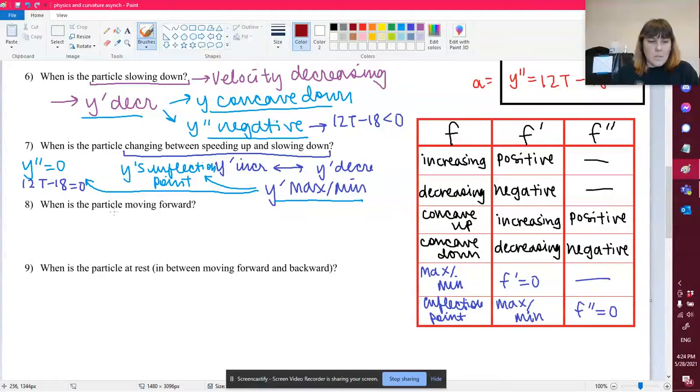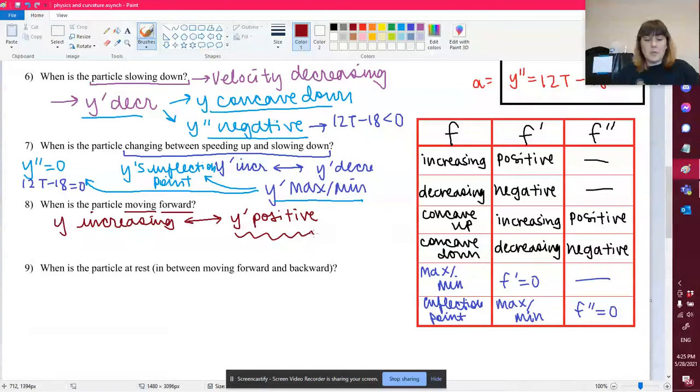When is the particle moving? That sounds like position. Forward, that sounds like it's increasing. So when is y increasing? We'd say the original function is increasing when the derivative is positive. And you can go on Desmos, figure out when this is true. You can use fancy algebra, figure out when this is true. But it will be helpful to do 9 first. And I probably should have reordered these, but that's how it is sometimes.